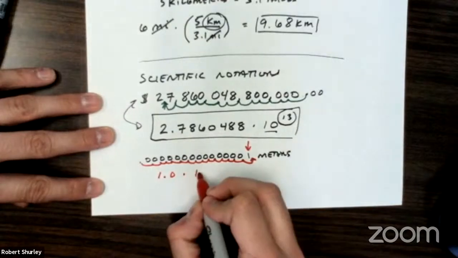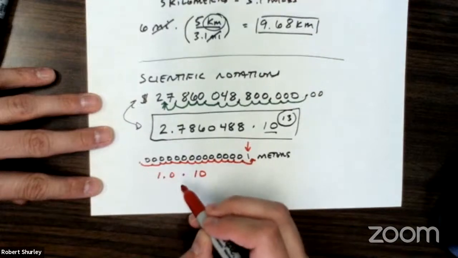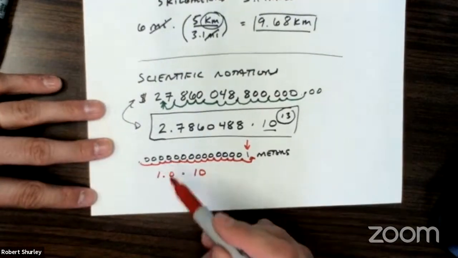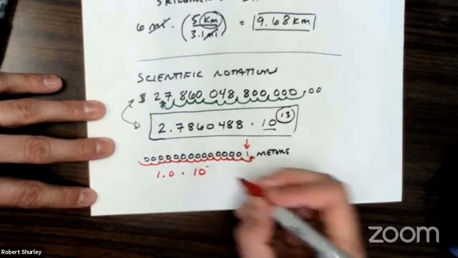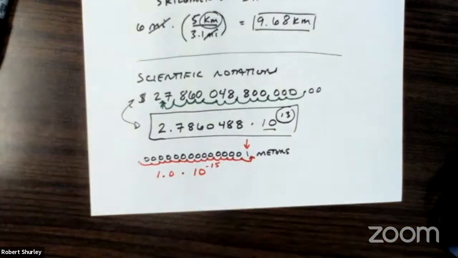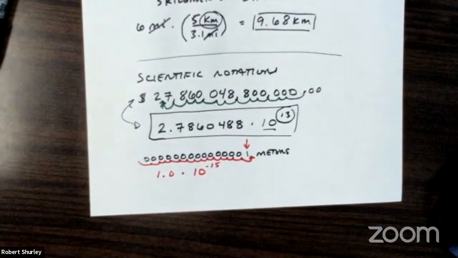1.0 times 10. Now, because we need this number to be a lot smaller, right? Look, this is a lot smaller than 1. So we're going to use negative, and we move the decimal 15 times. So 1.0 times 10 to the negative power, okay? Times 10 to the negative.